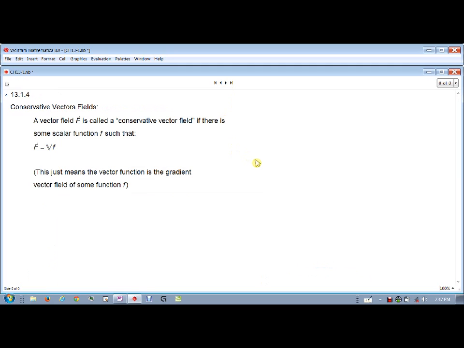Okay, conservative vector fields. A vector field F is called a conservative vector field if there is some scalar function little f such that capital F, the vector F, is equal to the gradient of f. This just means the vector function is the gradient vector field of some function f.